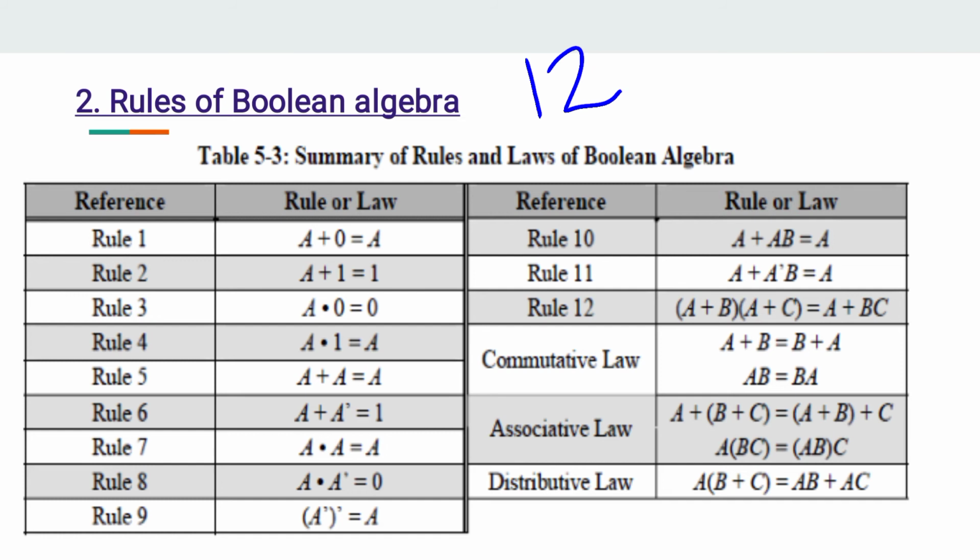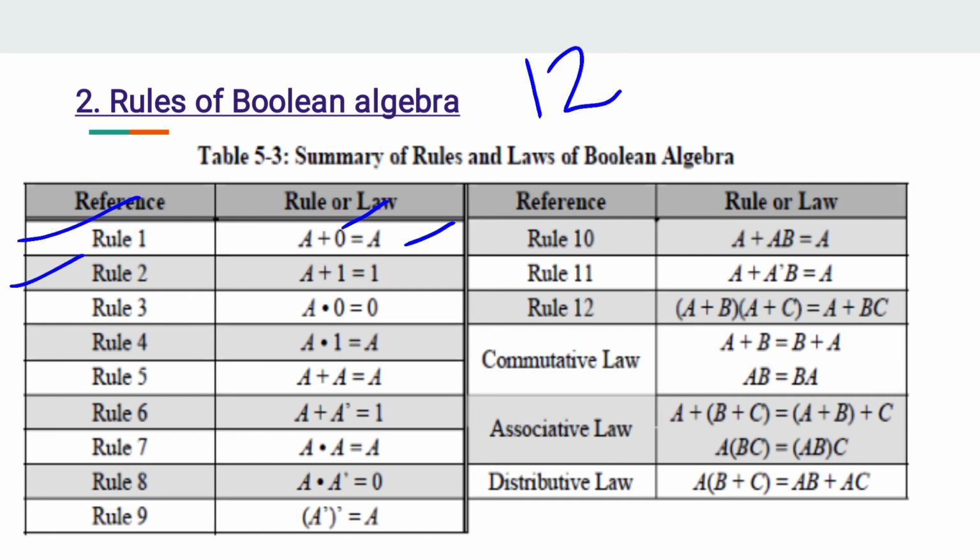The first rule says that when you add 0 to any input, nothing but the OR operation, we are going to get the same content as A. When we add 0 to any variable, we will get the same variable.